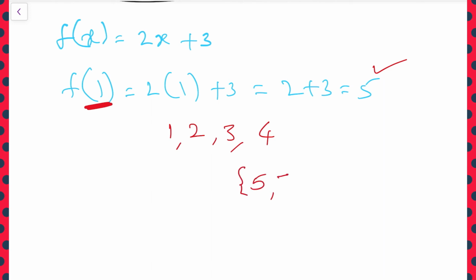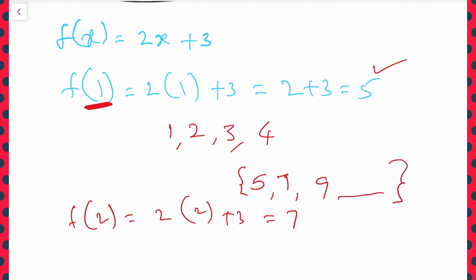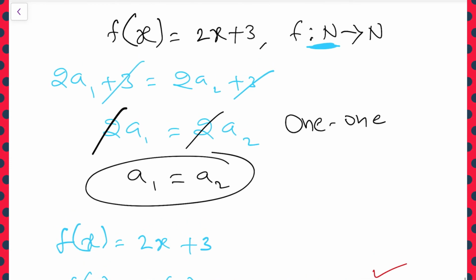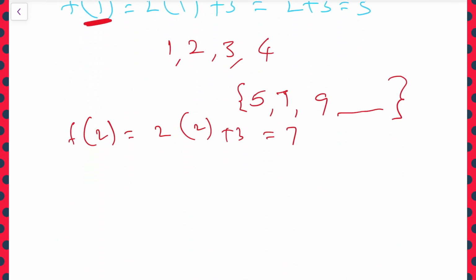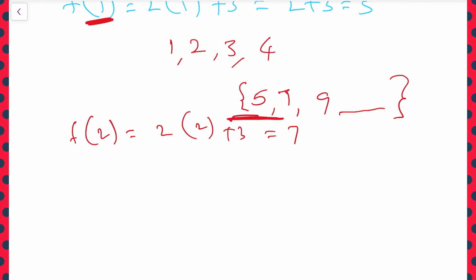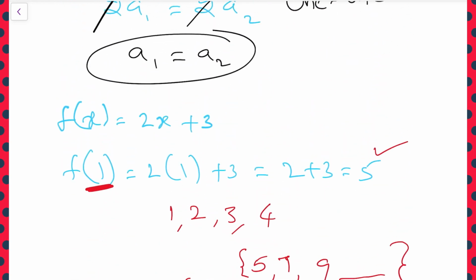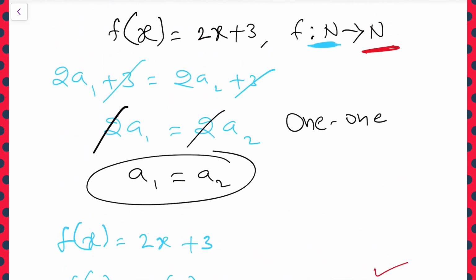5, then if I substitute the number 2, f of 2 is equal to 2 twos are 4, plus 3, it will become 7. So 5, 7, 9 and so on. This will become the range. But if we observe the codomain, here the codomain is the natural numbers. Natural numbers should start from 1, whereas the range is starting from 5. So range and codomain are not equal. So this 2x plus 3 is a function, but if we define it from N to N, then it is not a bijection because it is not an onto function.